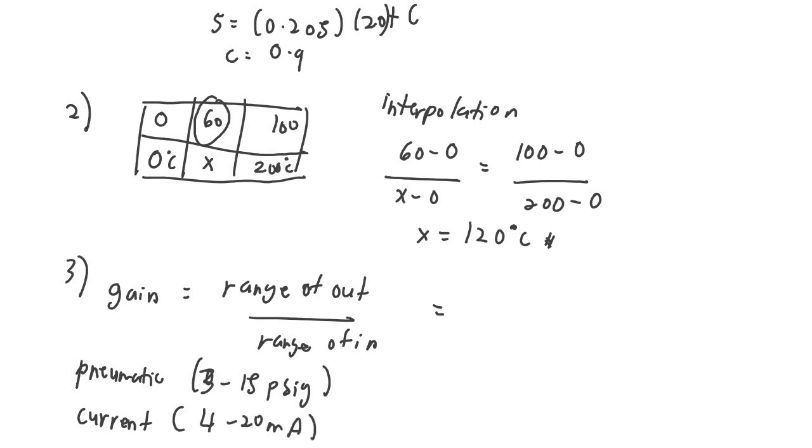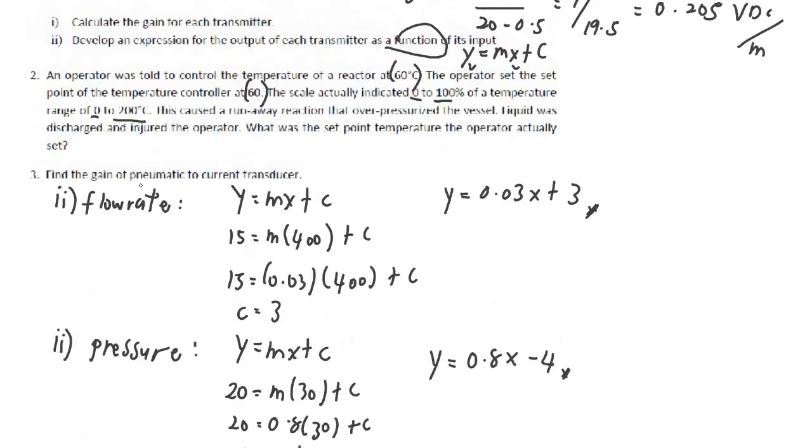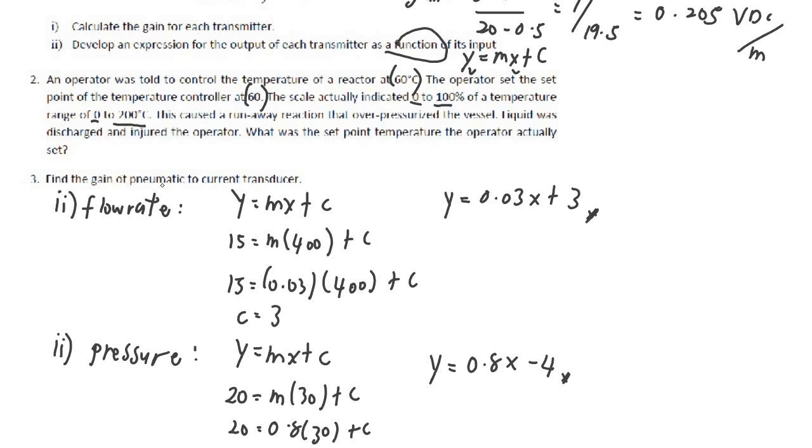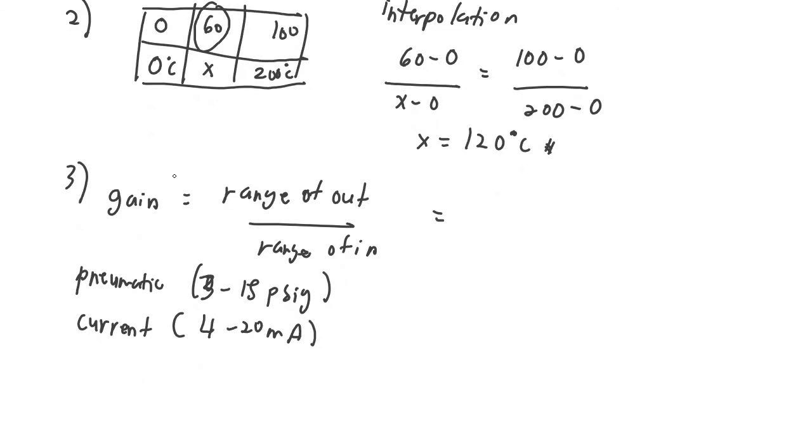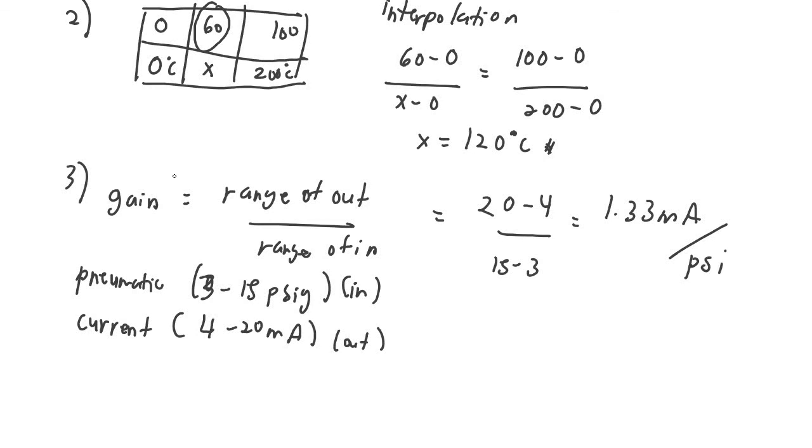So the input would be, as mentioned in the question, the gain of pneumatic to current transducer. That means this is the input, this is the output. So you may calculate like this: (20 minus 4) over (15 minus 3). So the final answer would be 1.33 milliampere over psi.